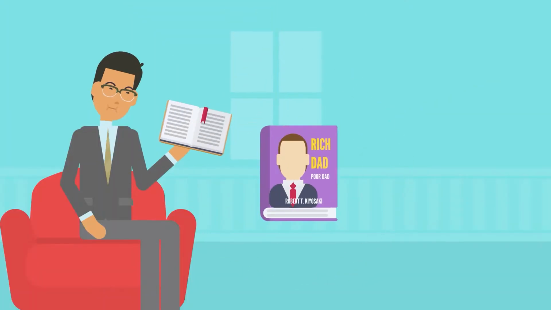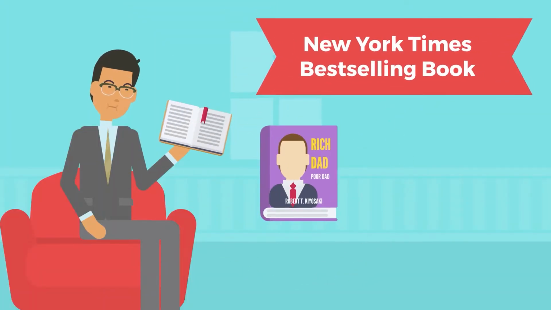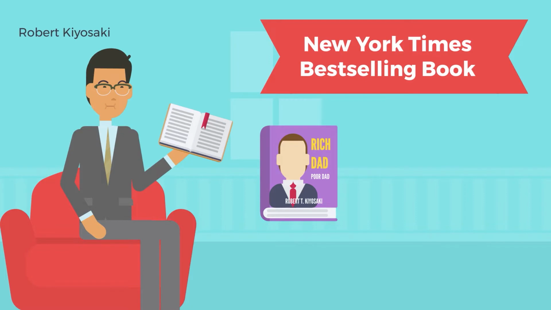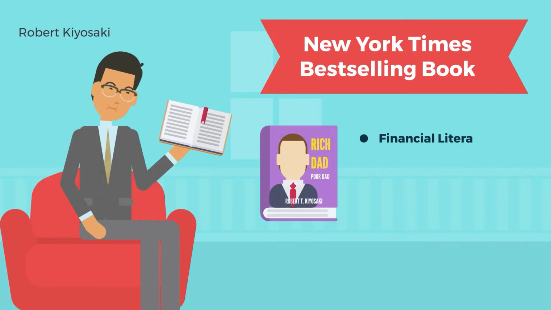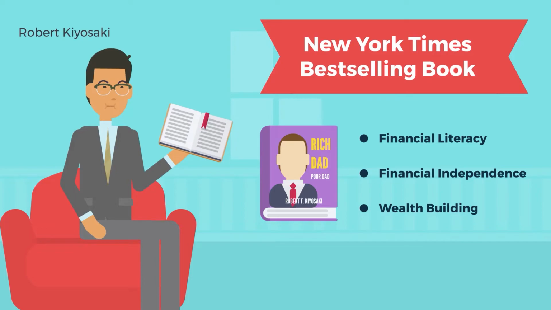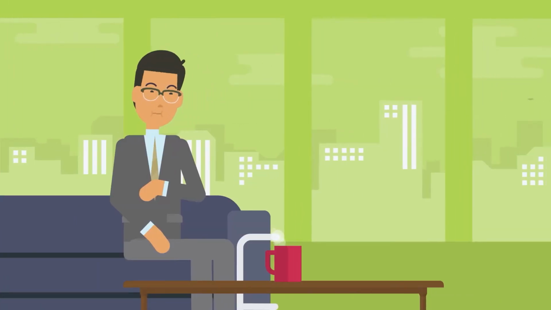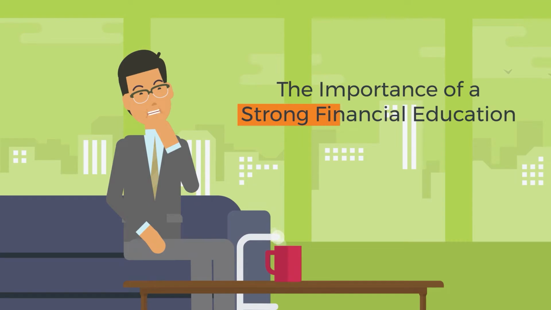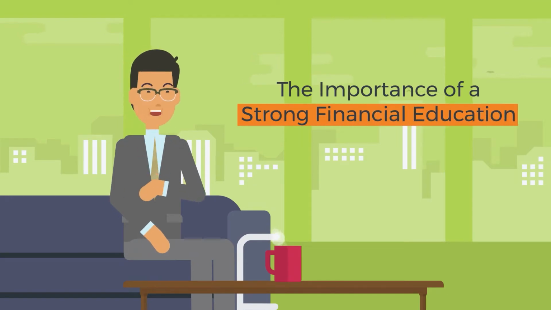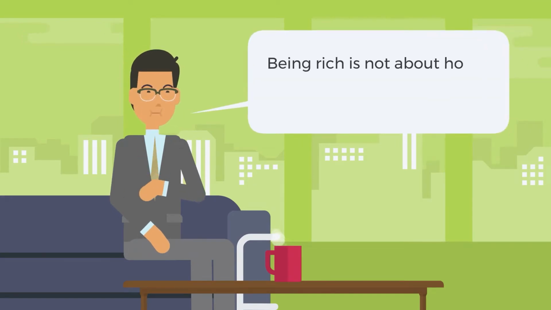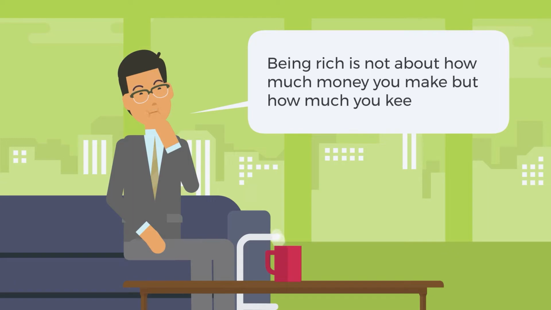Rich Dad, Poor Dad is one of the New York Times best-selling books written by Robert Kiyosaki, which promotes financial literacy, financial independence, and wealth building. In this book, Robert Kiyosaki emphasizes the importance of a strong financial education. According to him, being rich is not about how much money you make but how much you keep.